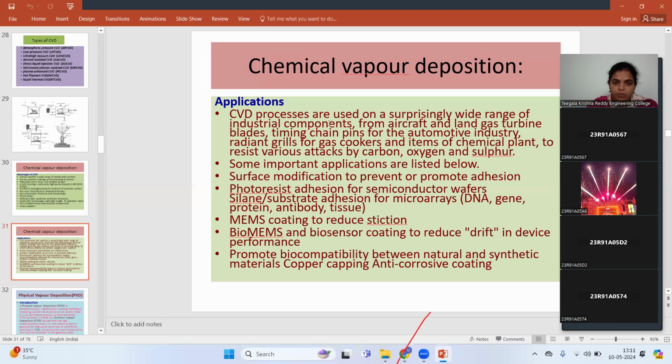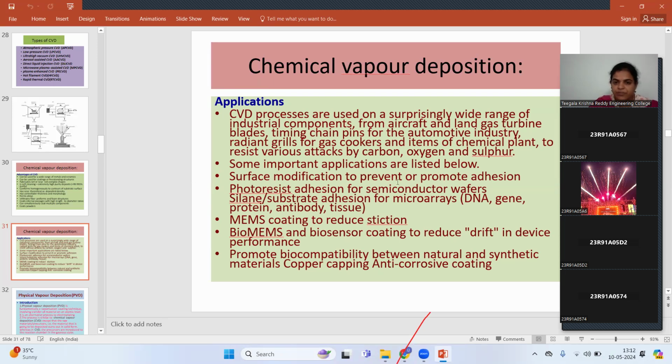Chemical vapor deposition processes are used on a surprisingly wide range of industrial components. It can be used in industrial components from aircraft and land gas turbines, and chain pins for the automotive industry, radiant and grills for gas cookers, and items of chemical plant to resist various attacks by carbon, oxygen, and sulfur. Some important applications are given below.